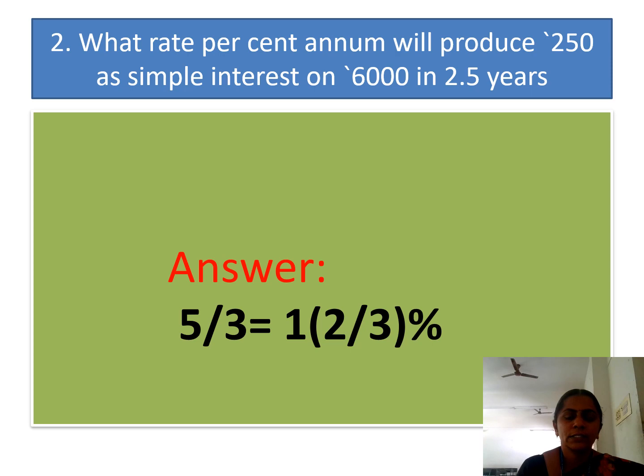Then one more exercise problem: what rate per annum will produce 250 as simple interest on 6,000 in 2.5 years? So in this problem we have to find out the rate of interest. So you have to apply the rate of interest formula using the given data, then we find the answer, that is rate of interest is equal to 5 by 3 percent.